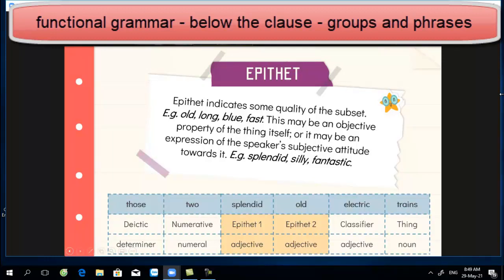And the next component is epithet. The epithet indicates some quality of the subset. For example, long, more, fast. This may be an objective property of the thing itself, or it may be an expression of the speaker's subjective attitude towards it. For example, splendid, silly, and fantastic. So the principal difference between the two is that experiential epithets are potentially defining, whereas interpersonal ones are not.